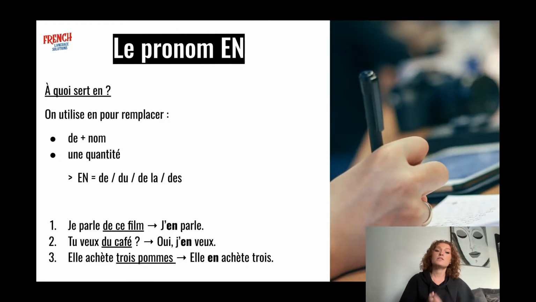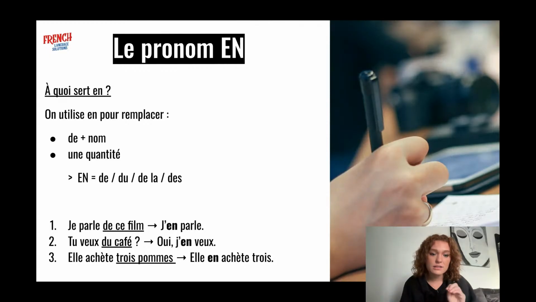Another rule is that you can use en when you want to replace a quantity. Example, elle achète 3 pommes. She buys 3 apples. Of course, 3 is a number, it's a quantity. It's how many apples? 3 apples. Because it's a quantity, I can remove it and replace it by en. So I can say, elle achète 3 pommes, elle en achète 3. Why do I keep the 3? I can say, elle en achète. She's buying some. That works.